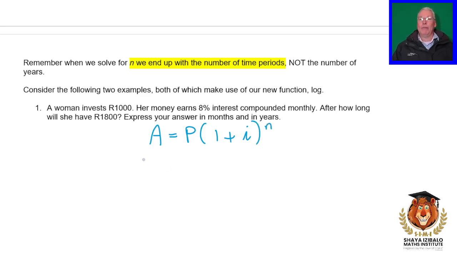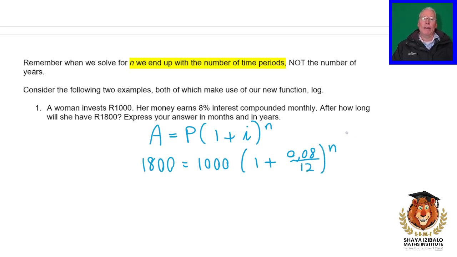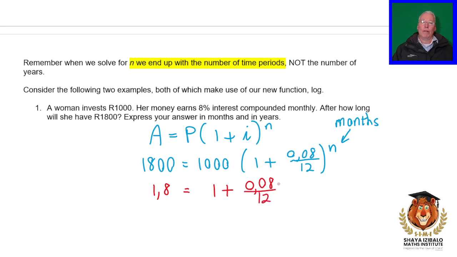We want our A value to be 1,800. We want our P value to be 1,000. The interest rate is 8%, which is, remember, 0,08. We need to divide that by 12, and then we're going to say n. Now, n is going to be the number of months. Okay, there's only one variable left here, and that is n. So let's just divide both sides by 1,000, and we get 1,8 over here. We get 1 plus 0,08 over 12 to the power of n.